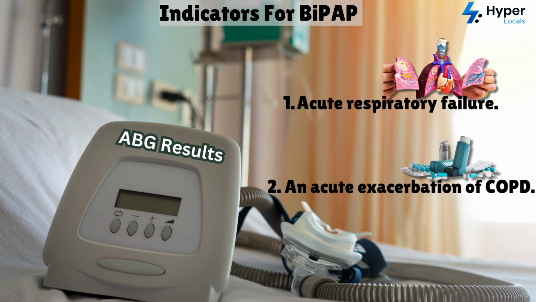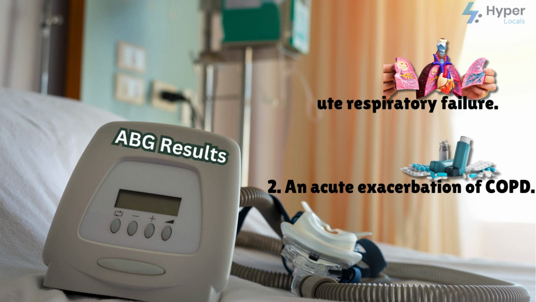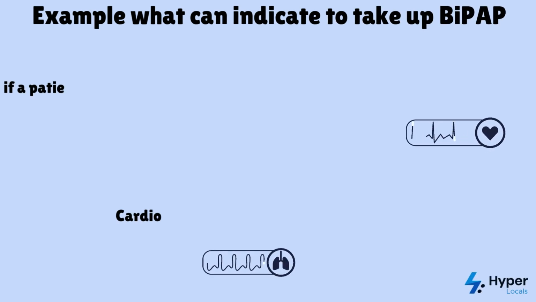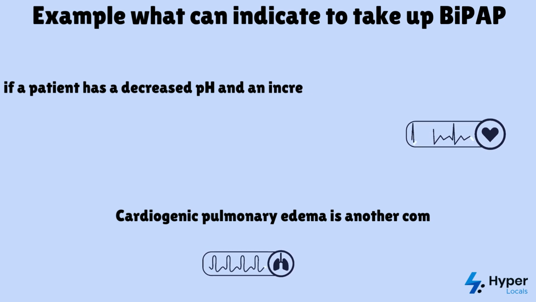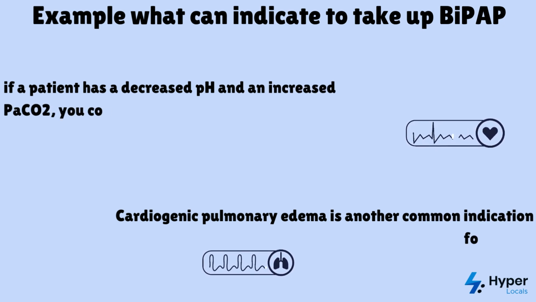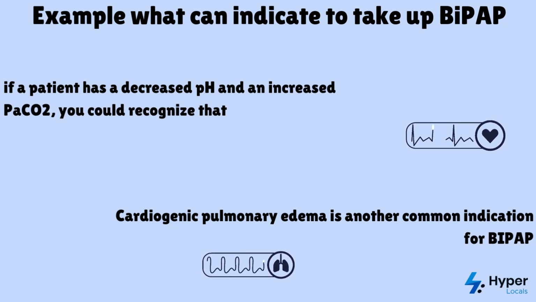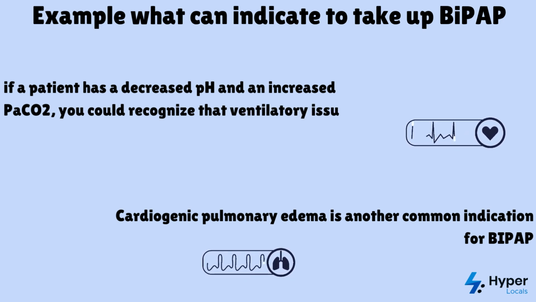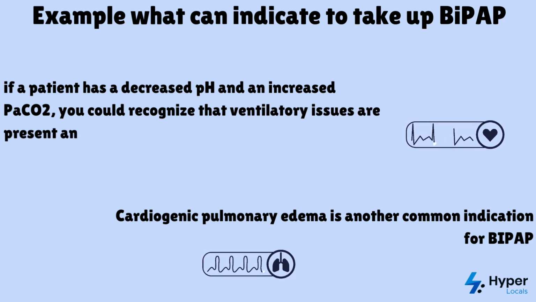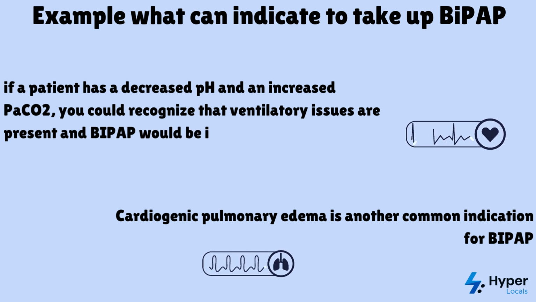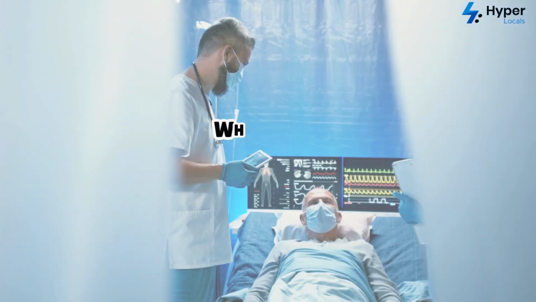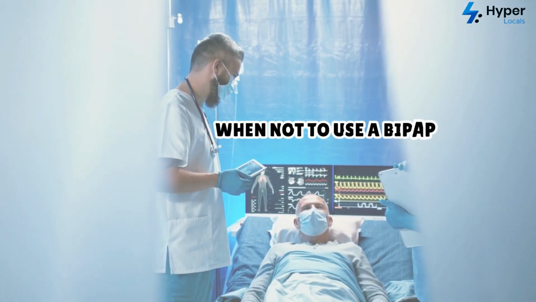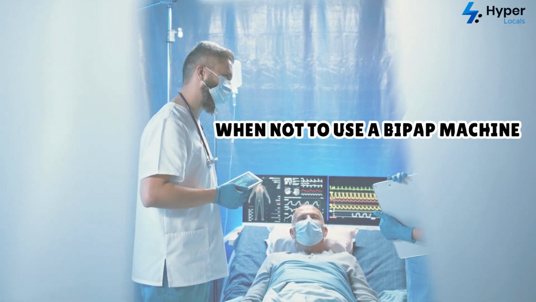And the best way to determine if BiPAP is indicated is to look at the patient's ABG results. Just to give a very simple example, if a patient has a decreased pH and an increased PaCO2, you could recognize that ventilatory issues are present and BiPAP would be indicated. Cardiogenic pulmonary edema is another common indication for BiPAP, and it's been shown to decrease the need for traditional mechanical ventilation in these patients.